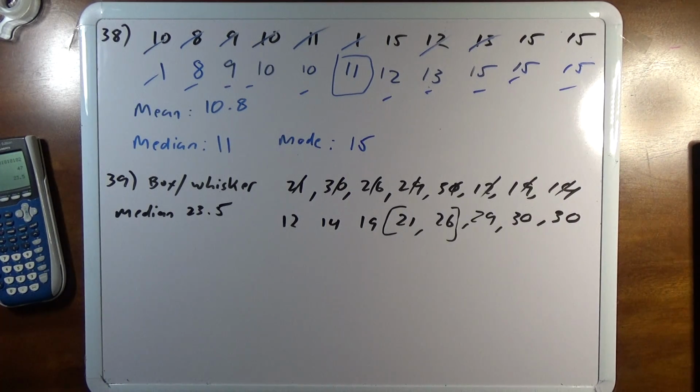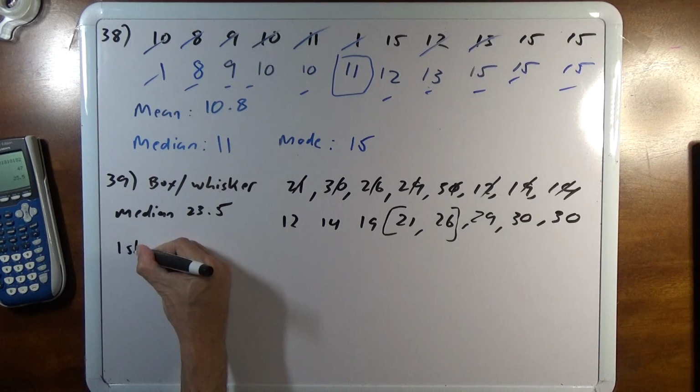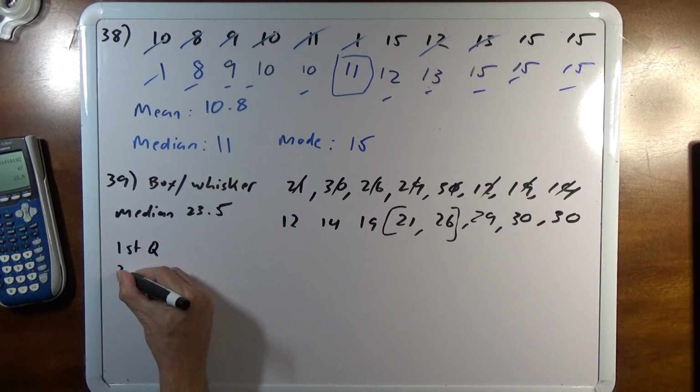The mode doesn't appear as a bar in the box and whisker. Neither does the mean, but the median does. So what else do I need? I need to know the first quartile and the third quartile.